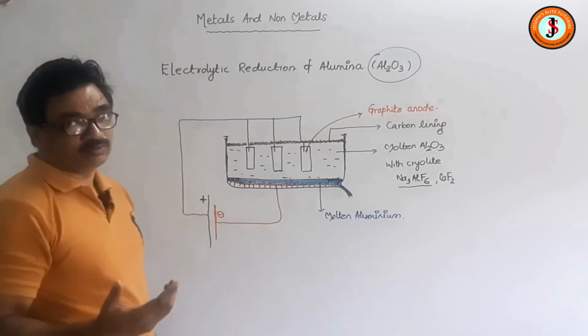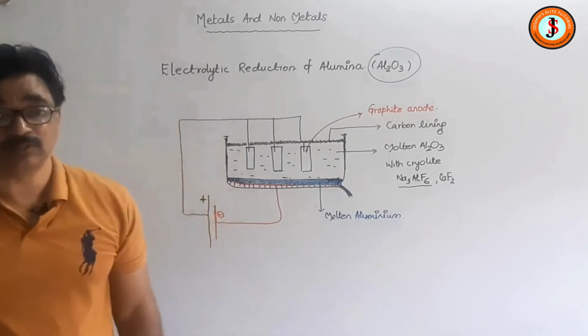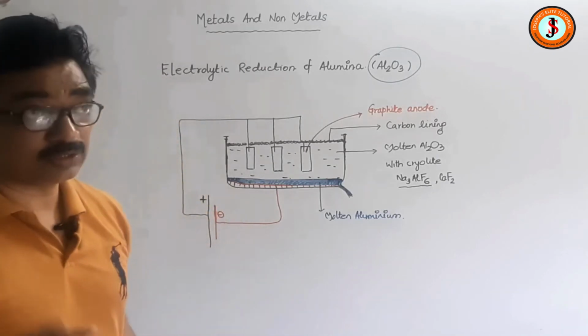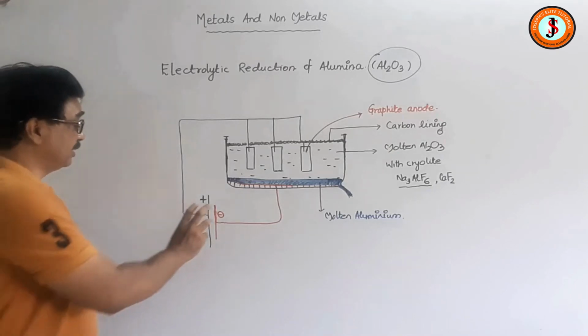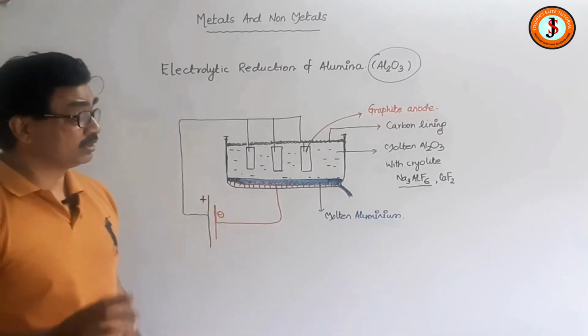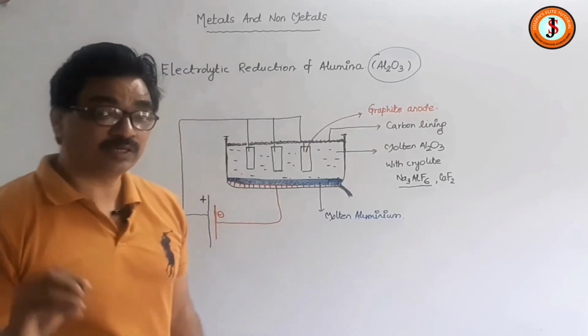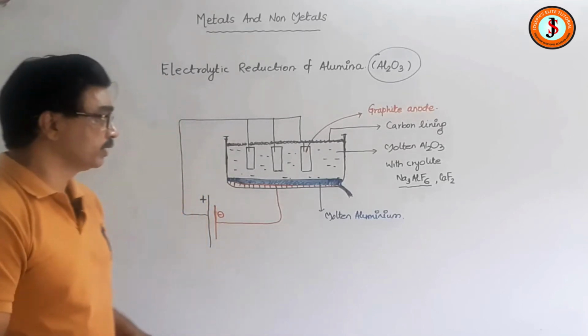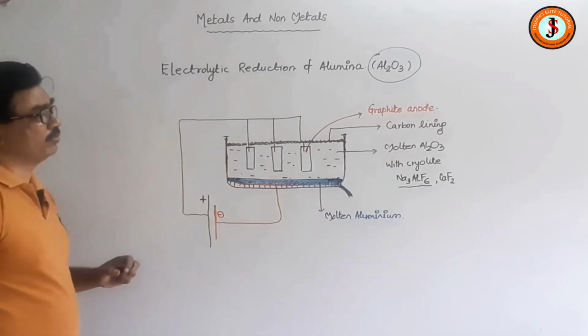And as we know, by nature metals lose electrons, so they form positive ions. So the positive ions will go and get deposited at the negative terminal. So metals form cations, and cations go and get deposited at the cathode. So let us try to see what has happened.